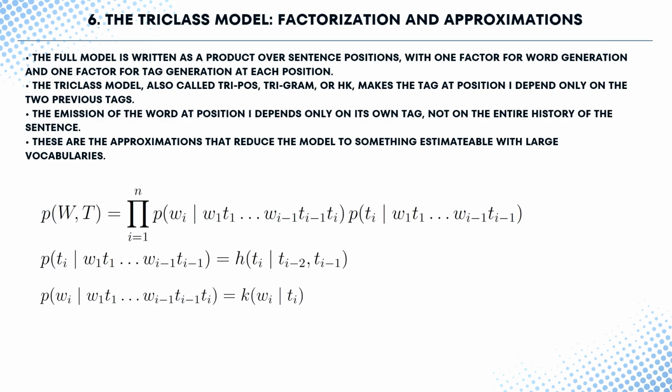This slide defines the trigram model. The full model factorizes into one word generation probability and second tag transition probability. Now key approximations are that a tag depends only on the previous two tags, that is the trigram assumption, and the second is that a word depends only on its tag, that is the emission assumption. This approximation reduces complexity and makes models trainable.